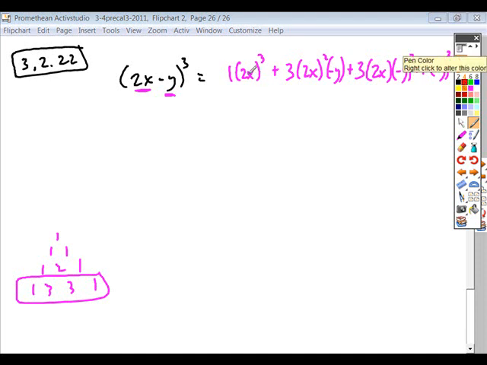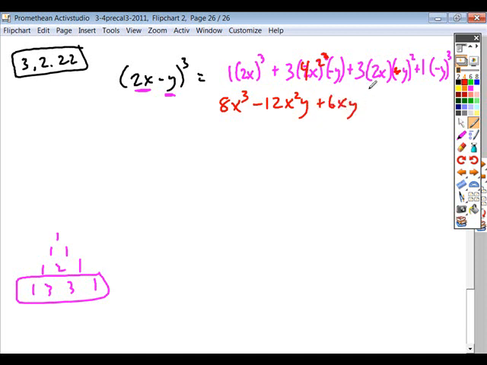Now we can go through and simplify each of these terms. When I simplify here, I cube my 2 and cube my x. Here I'm going to square both the 2 and the x, so I get a minus 3 times 4 is 12, x squared y. Here I'm going to square my y, so the negative gets canceled. 3 times 2 is 6, x, and then the y is squared. And then my negative y cubed, the negative cubed is going to stay negative, y cubed.